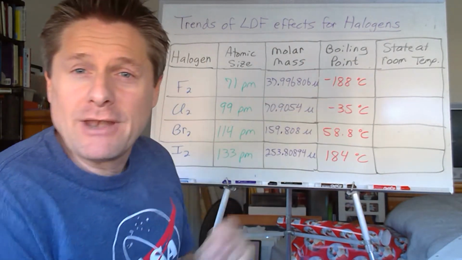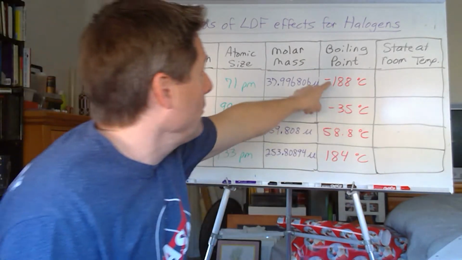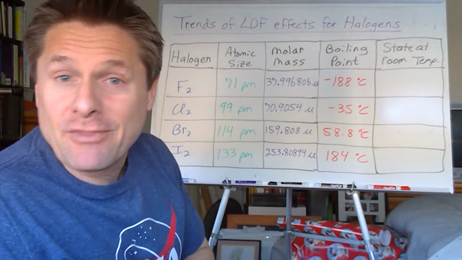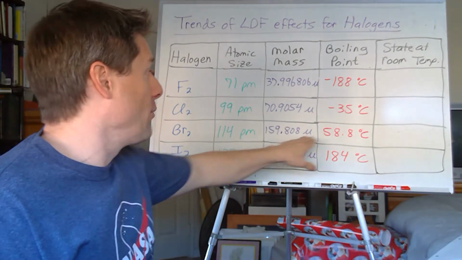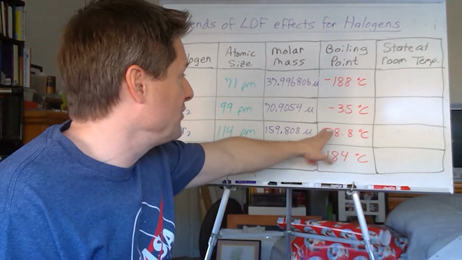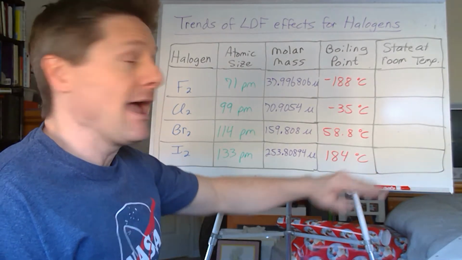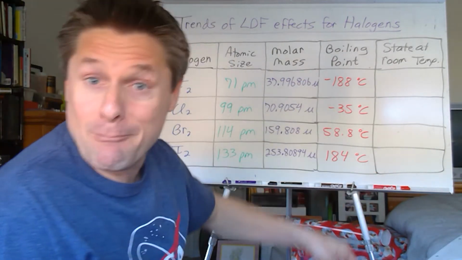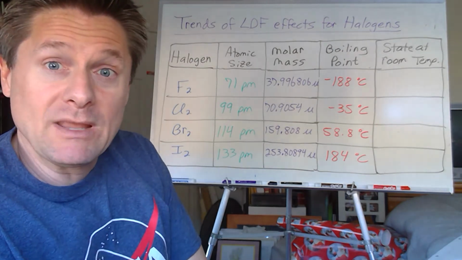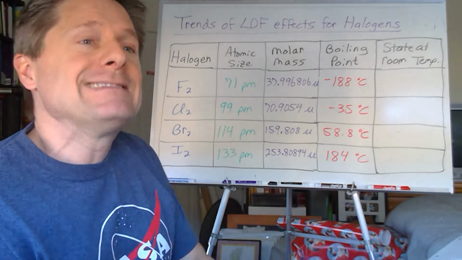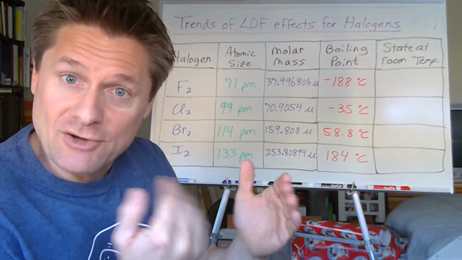So negative 188 degrees Celsius for fluorine. For chlorine, about negative 35 degrees Celsius. For bromine, pops above 0. Now it's pushing 58.8, almost 59 degrees Celsius. And then iodine pushes 184. So pretty dramatic increase in the boiling points, because you're seeing a pretty dramatic increase in the London dispersion forces. It takes more energy to break those, more thermal energy.